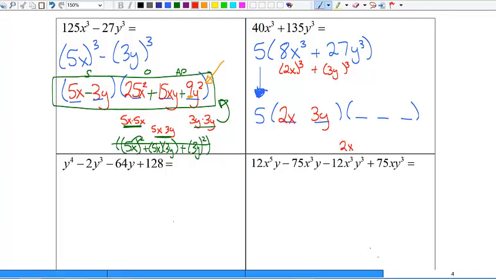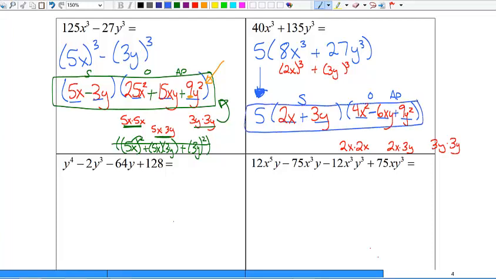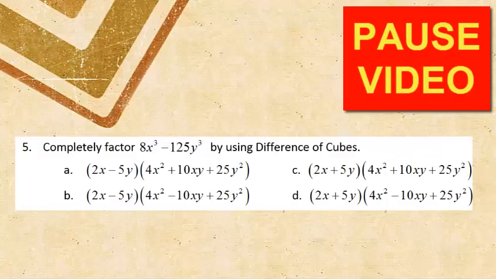On my trinomial, I have 2x times itself, 2x, for the first term, 3y times itself, 3y, for the last term, and then one of each in the middle, which gets me 4x squared, 6xy, and 9y squared. I'm going to go back and use my SOAP. My signs are the same, so that's positive. Opposite meaning minus, and always positive is plus. So this is my final factorization, and there's no more factoring to be done here.